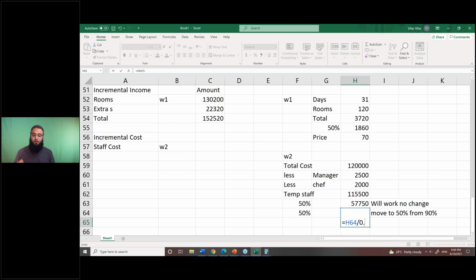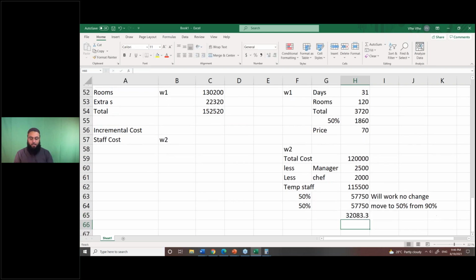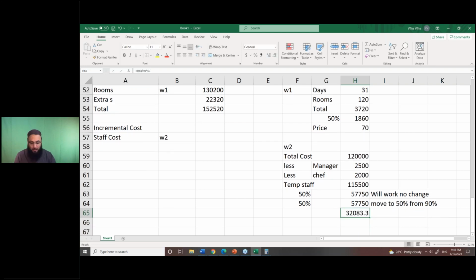Divide this with 0.9 because this was based on the 90% occupancy. Divide this with 0.9, okay, and multiply this with 0.5. So divide this with 90 and multiply with 50. So this is the figure you will get here in this case, and that is 32,083.